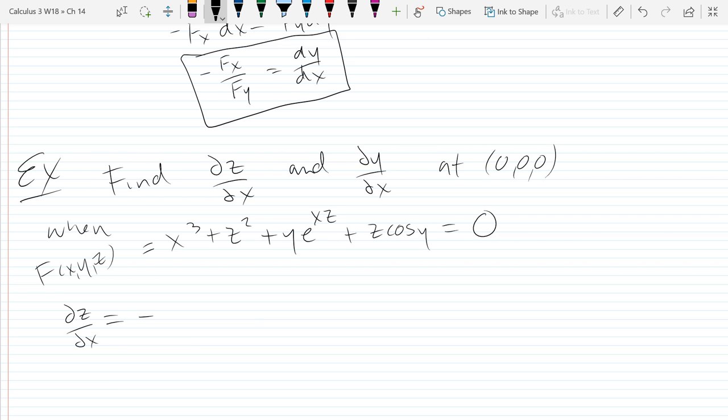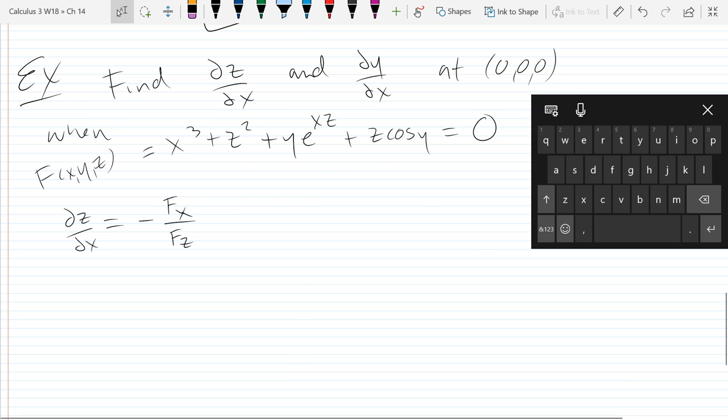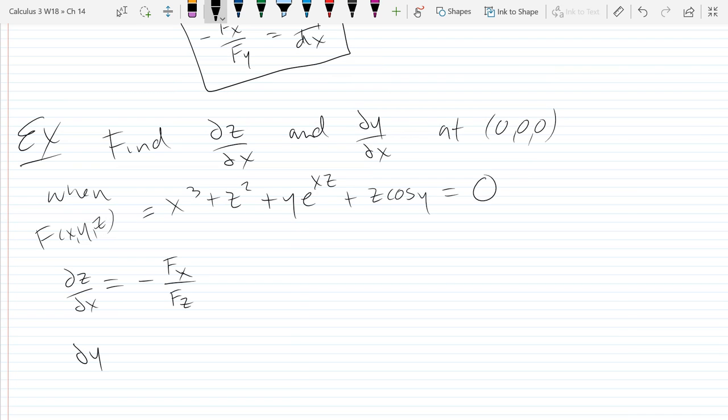So let's think about what we got here. Basically, the two variables traded places and became negative. So these are the negative reciprocals of their derivatives. We're going to have fx divided by fz. That's dz over dx. And the second one, dy over dx, is similar. It's going to be negative fx over fy.